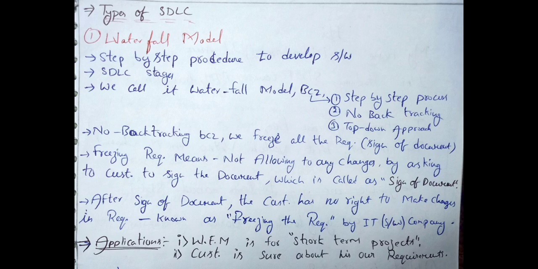We go for the waterfall model when the project is short term and the customer is sure about his own requirements, he doesn't need any changes in his requirements, and he is sure about them. Without the sign of document we cannot go directly to develop the software. After the sign of document only we go for the actual development of the software. This is about the waterfall model, how it works.